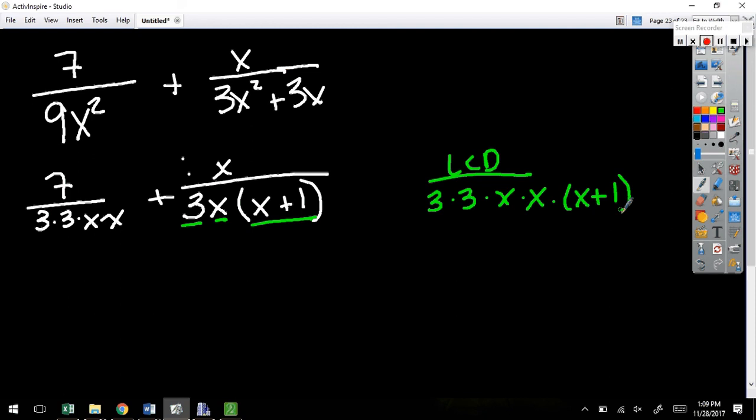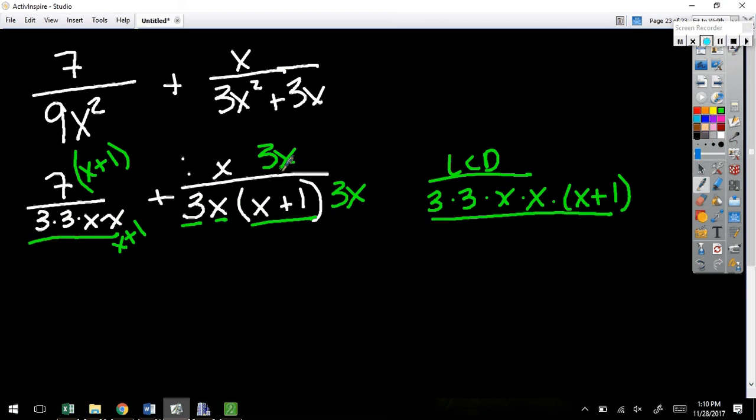Look at the first fraction. What's missing? What do I need to multiply this by to make it look exactly like this? X plus 1. I got X plus 1. And then you would have to multiply that by 3x.